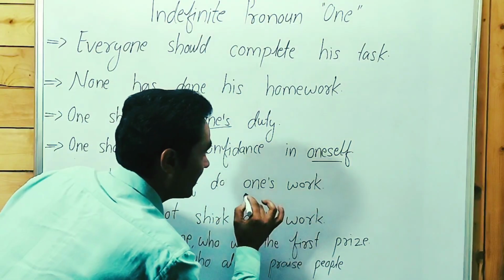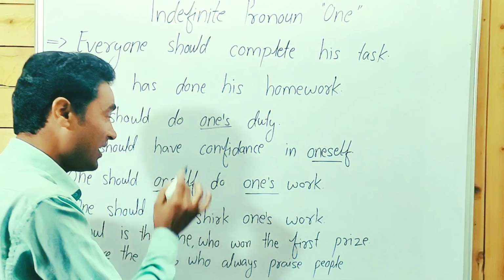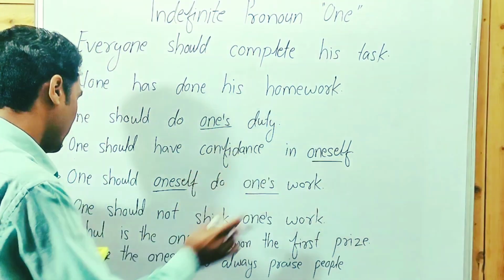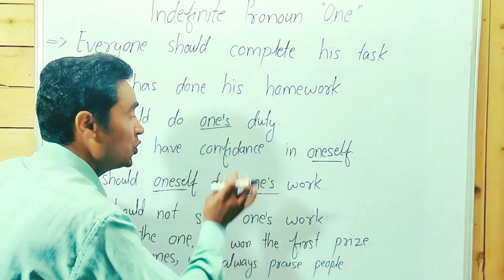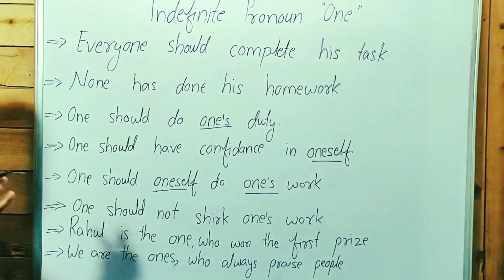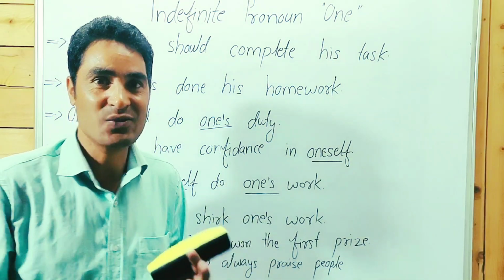So here one is possessive case. One should oneself do one's work. We don't say his work. We don't say one should himself do his work. That sentence will be incorrect. We have to say one should oneself do one's work.